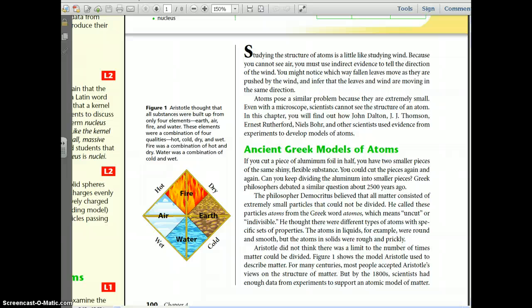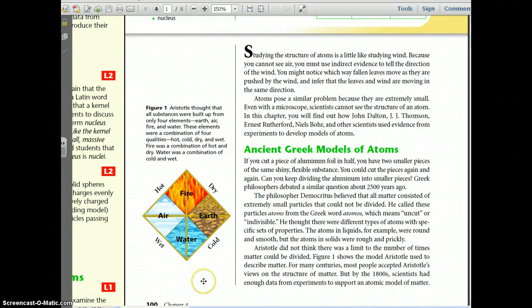Aristotle did not think there was a limit to the number of times matter could be divided. Figure 1 shows the model Aristotle used to describe matter. For many centuries, most people accepted Aristotle's views on the structure of matter, but by the 1800s, scientists had enough data from experiments to support an atomic model of matter. So if you look over here at Figure 1, here's this picture.